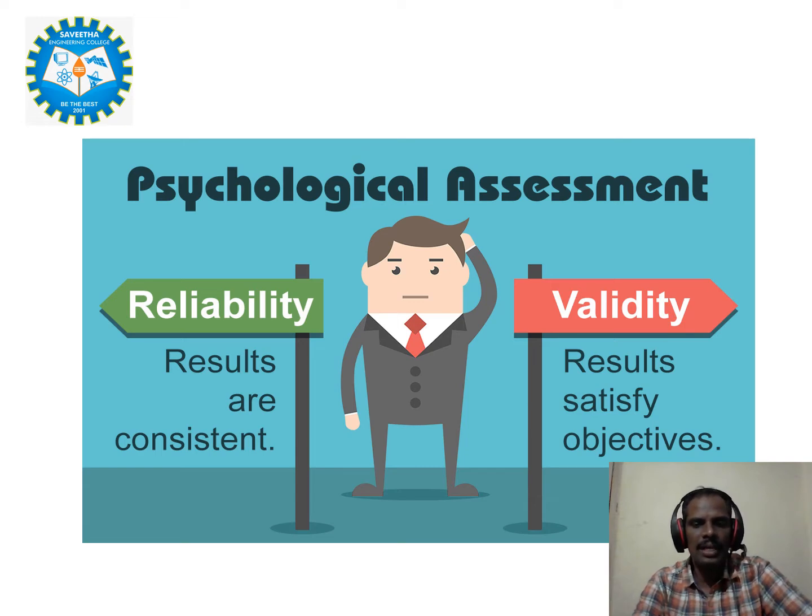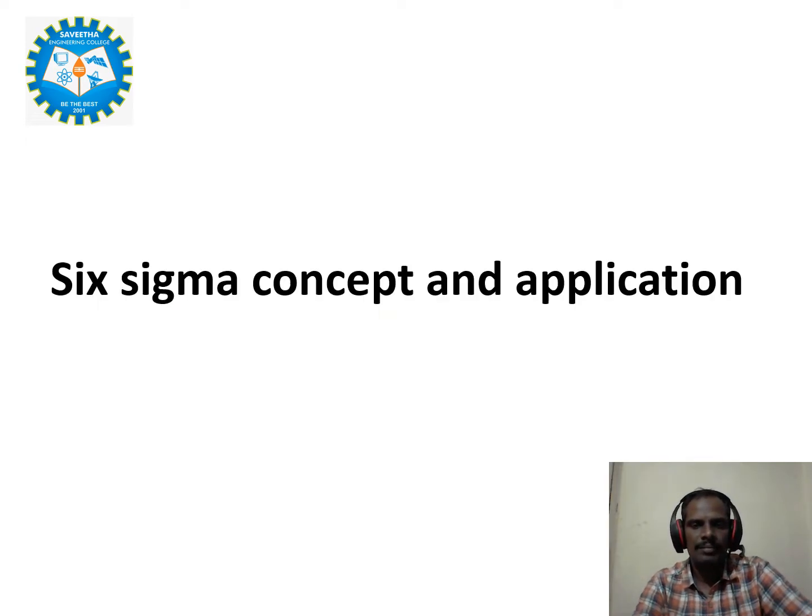For psychological assessment, we find reliability and validity. When the results are consistent, it is called reliability, and when the results satisfy the objectives, it is called validity.